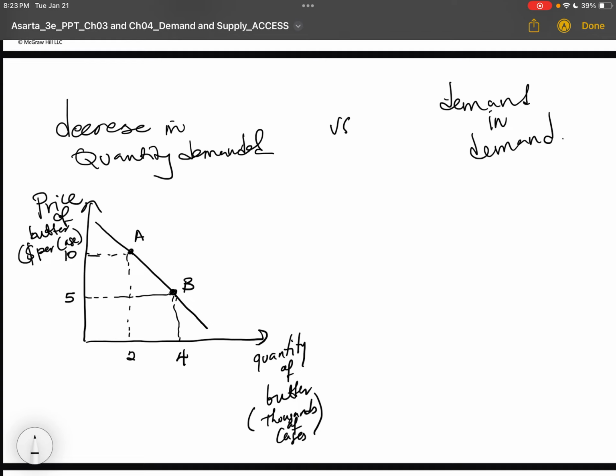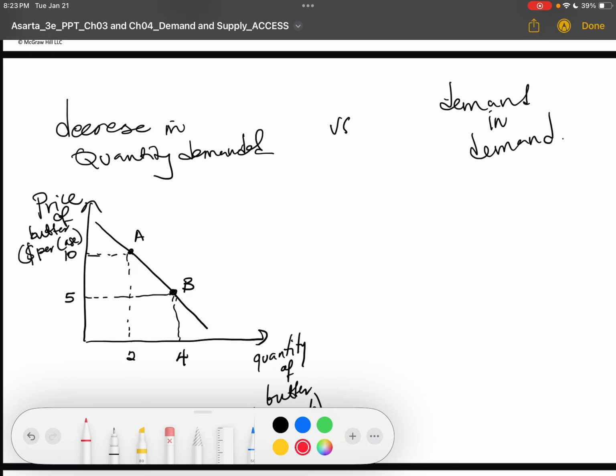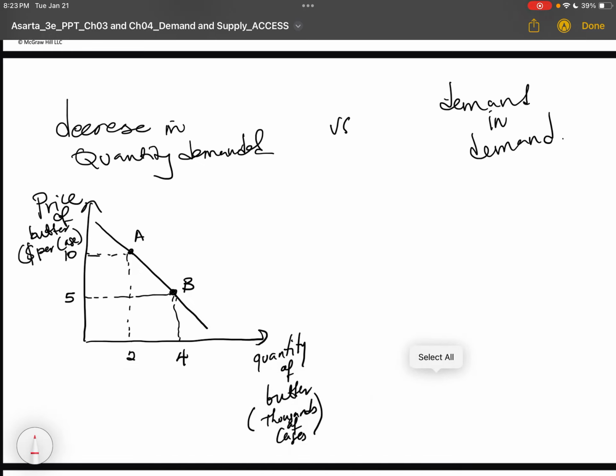A decrease in quantity, will that be a movement from A to B or B to A? I think I can hear you say B to A. Okay, good. Right? A decrease in quantity demanded. So we want to move that way. So we move from B to A like that. Do you see? This is how to draw it.